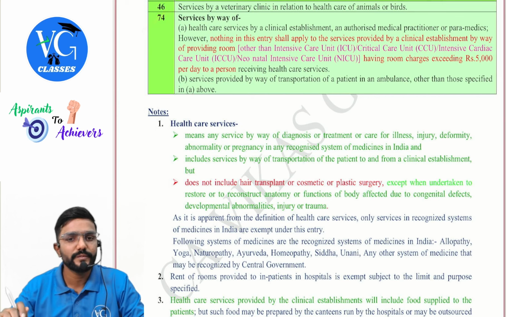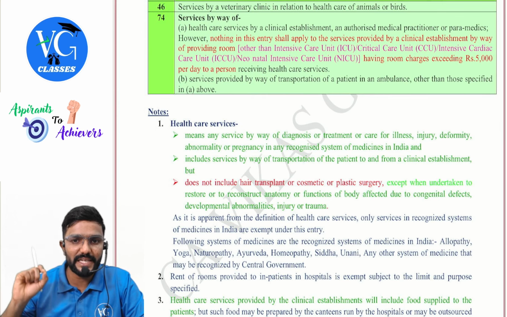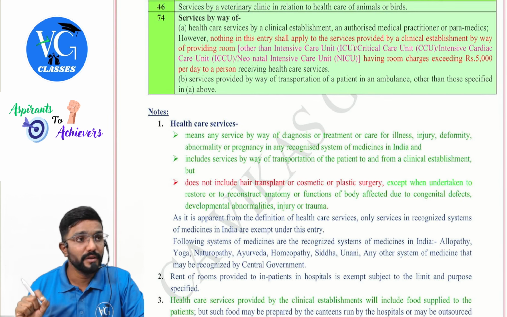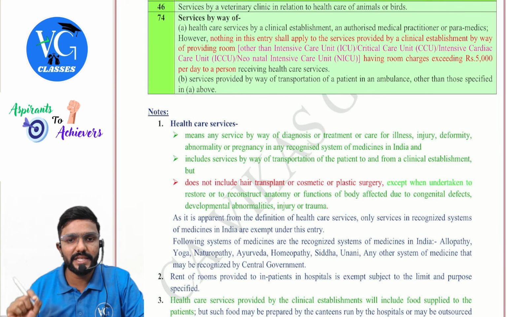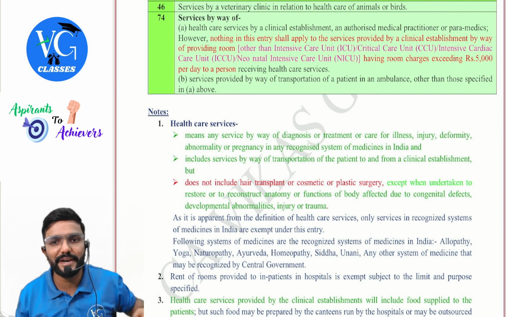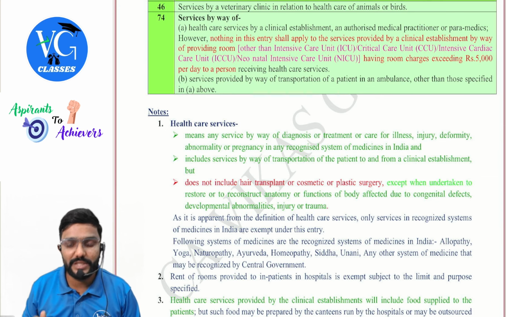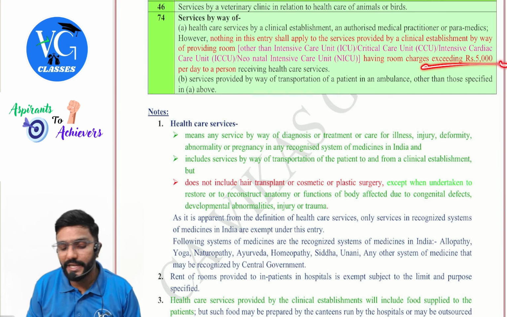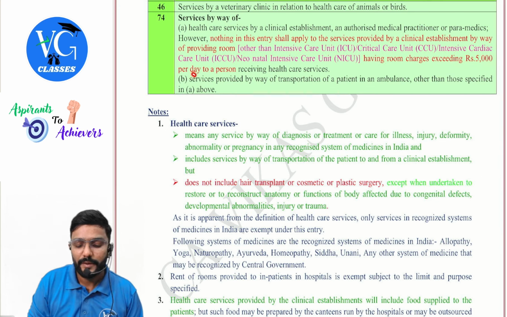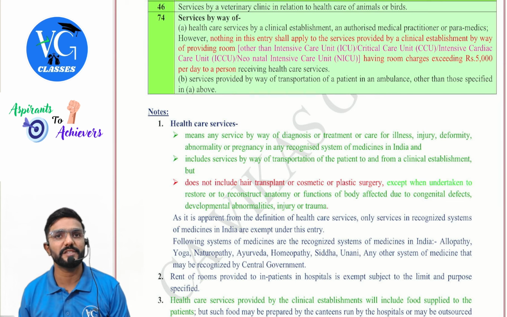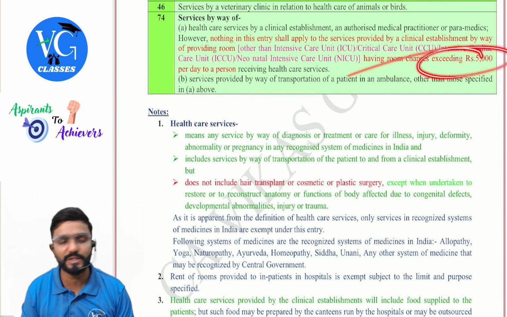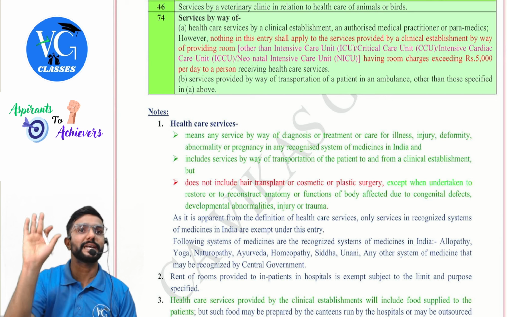Next, 74. Services by way of healthcare services by a clinical establishment, an authorized medical practitioner or paramedics. However, nothing in this entry shall apply to the services provided by the clinical establishment by way of providing room, having room charges amounting to exceeding 5,000 per day to a person receiving healthcare services. So if room charges is more than 5,000 per day, they're telling it's fully taxable.